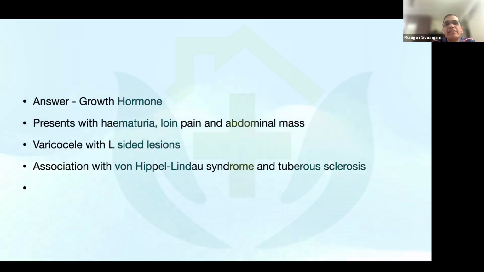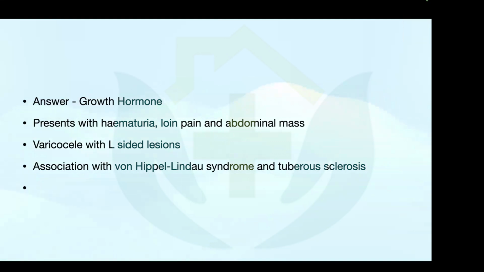See, with renal cell carcinoma, two or three things we need to bear in mind. One is the typical presentation with hematuria, loin pain, abdominal mass, and sometimes weight loss, fever, etc. You remember we had a scenario two weeks back, where we had a patient with renal cell carcinoma who had a varicocele with a left-sided lesion, because, as you know, on the left side, what happens? Where does the testicular vein drain to? You remember that?